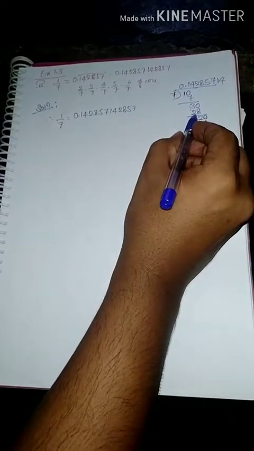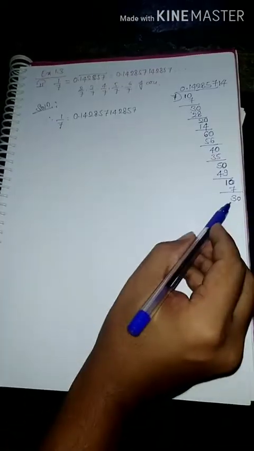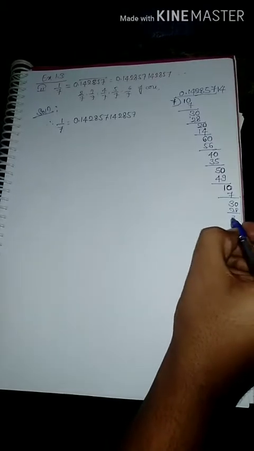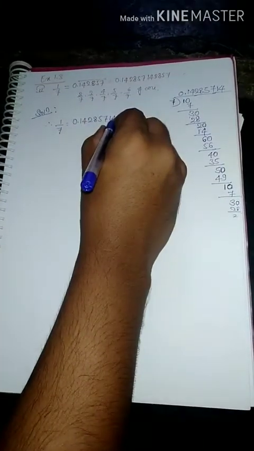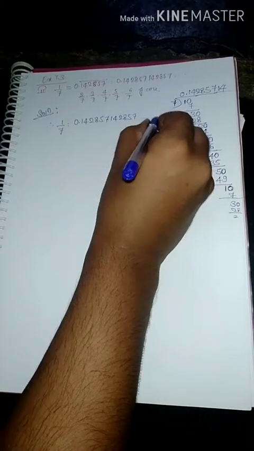Because here 7 ones are 7, so again 10 minus 7 is 3. 30. 7 fours are 28. See here 30, then again 7 fours are 28, 2 is remainder. See 30, 7 fours are 28, 2 is remainder. So the same repeats again and again. Therefore 1 by 7 is equal to 0.142857, again 142857. So on like this it will continue again and again.